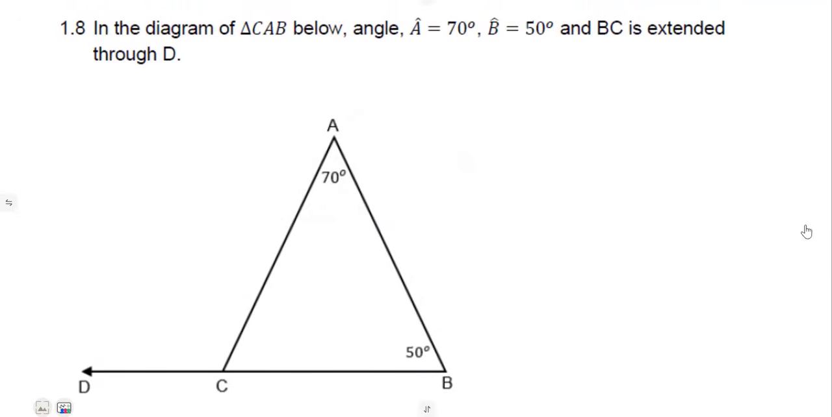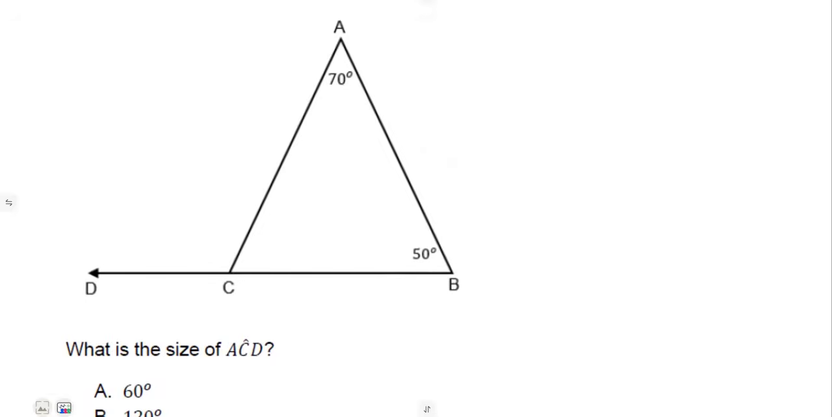In the diagram, we are given triangle CAB, angle A 70 degrees, angle B 50 degrees, and BC is extended through D. BC is extended to D. Okay, then from that, what is the size of angle ACD? AC to D, this exterior angle that is formed outside of the triangle. What is the size of this?